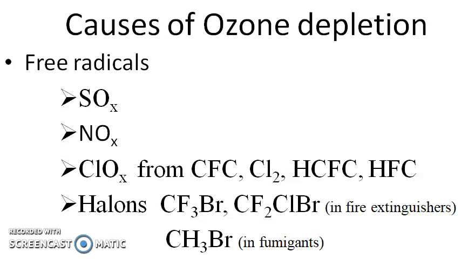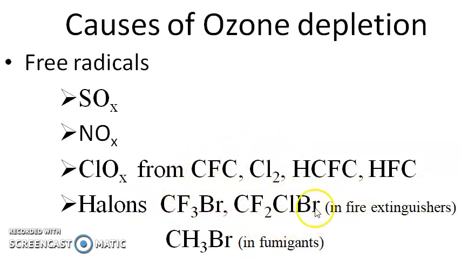So what causes ozone depletion? It's the free radicals which we emit into the atmosphere that cause ozone depletion. And the free radicals come from all these compounds: oxides of sulfur, oxides of nitrogen, oxides of chlorine, which is formed from CFC, HCFC. CFC is chlorofluorocarbon, HFC is hydrofluorocarbon, okay, no chlorine here. Halogens, that is halogen containing carbon compounds.